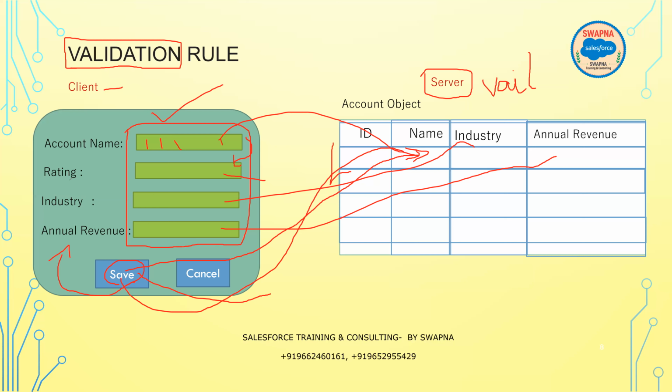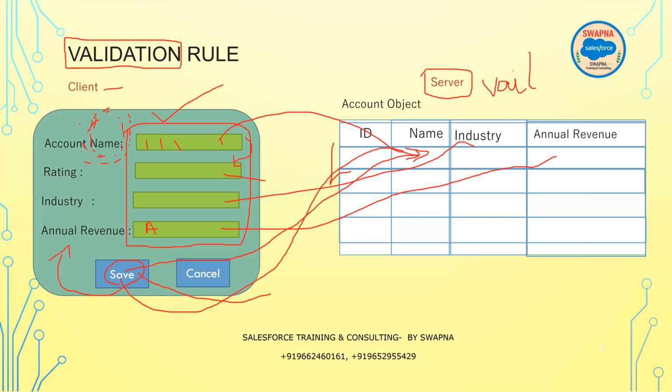For example, the account name or annual revenue is entered as text instead of a number, and I click on the save button. As soon as I click on the save button, a spinner is coming, because the spinner is nothing but the data being saved in the database. So the spinner keeps on looping.